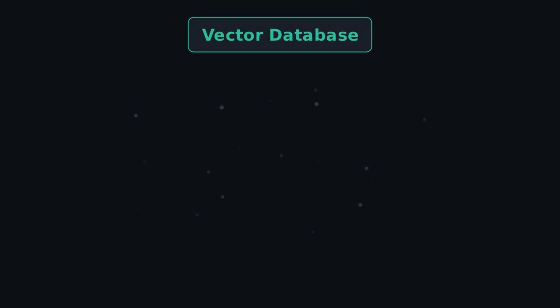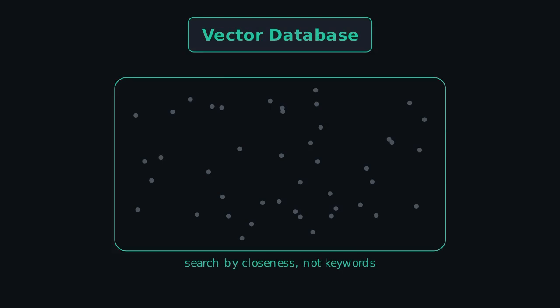After embedding, you don't have a handful of vectors. You have thousands, sometimes many millions of them. A vector database is purpose-built to store all of them and, crucially, to search them by closeness in meaning, rather than by matching exact keywords.